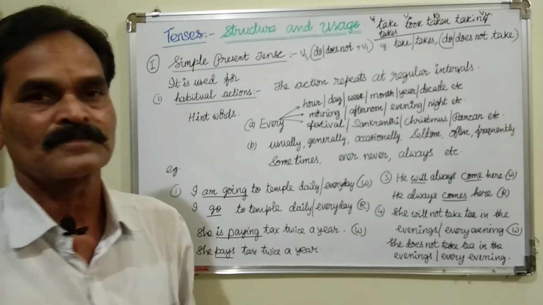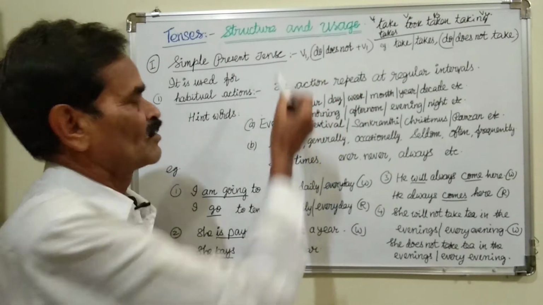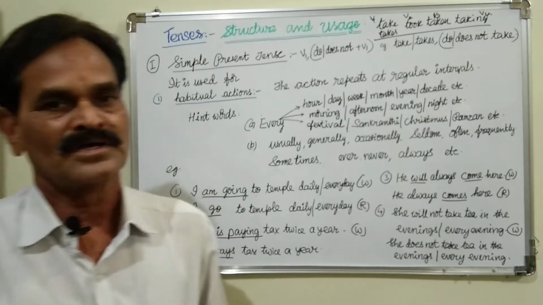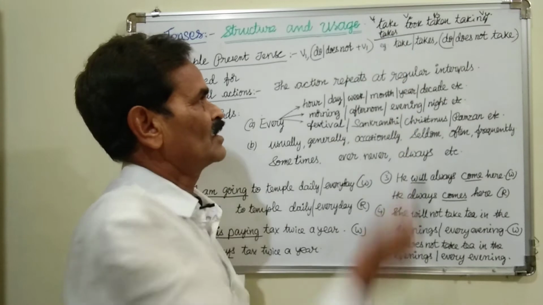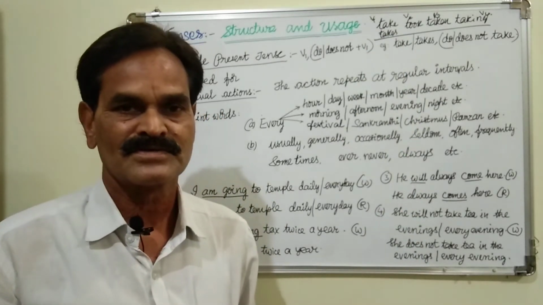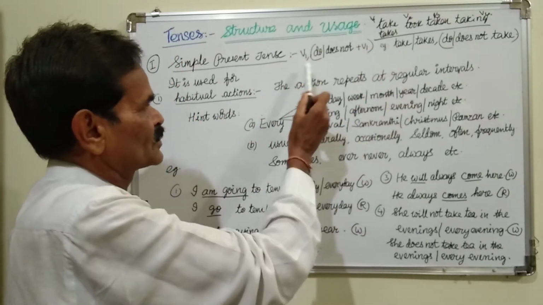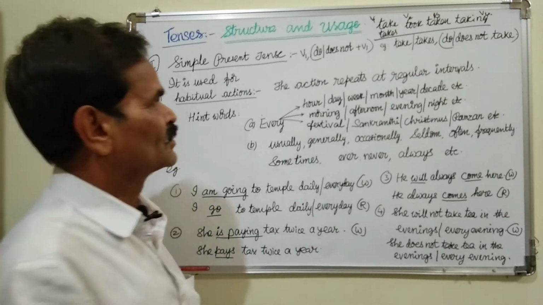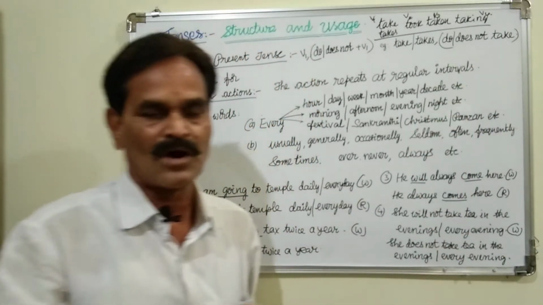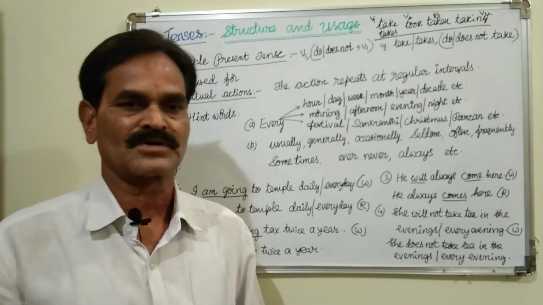Out of these 4, V1, that is present tense, will come in simple present tense, the base form. Here we have 2 forms, take and takes. Take is plural and takes is singular. In negative, it is do not take or does not take. Do not go or does not go. Do not come or doesn't come.